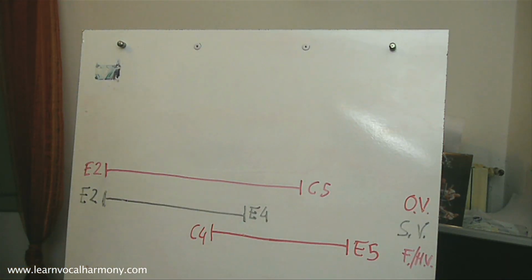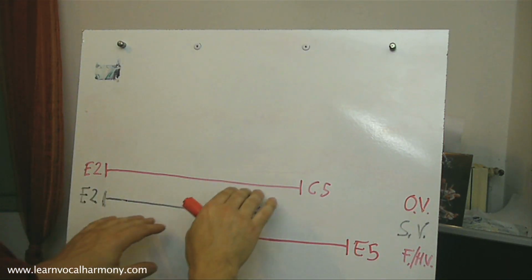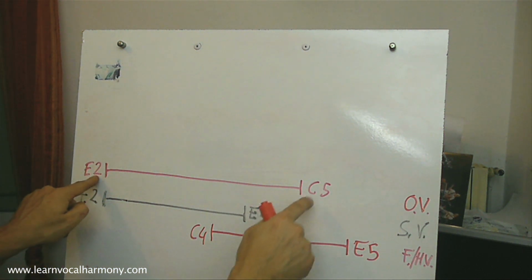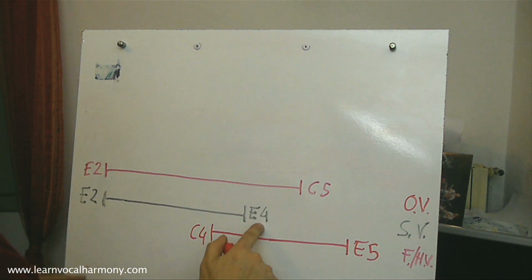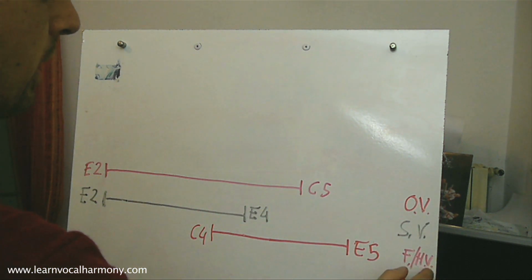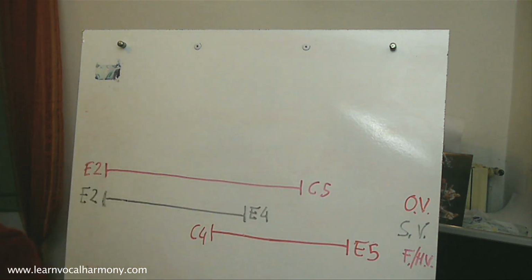Okay, what I did now is report on this board what I originally wrote on paper. So you have E2 to C5, my opera voice; E2 to E4, my soft voice; and C4 to E5, my falsetto and head voice, for each single range.